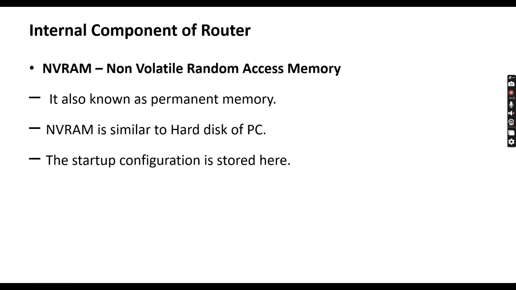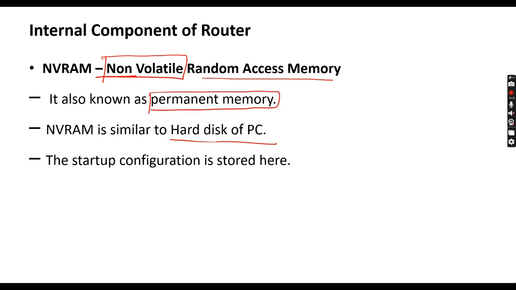Now, next we have NVRAM, which stands for non-volatile random access memory. Non-volatile means it is similar to the hard disk in PCs, a permanent memory. In routers it stores your startup configuration. So routers have NVRAM, a permanent memory just like a hard disk, in which all of your startup configurations are stored.